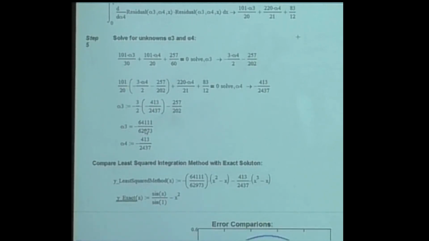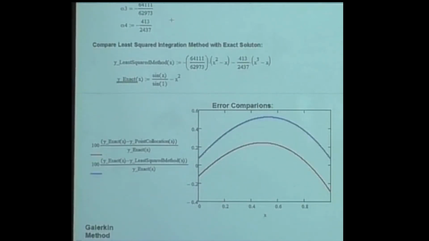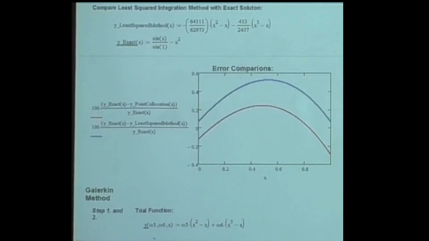So here you can see this one is 64,111 divided by 62,973. So it is different. So we didn't get the same answer. And so then we can compare. And so here I've plotted the 2. The red is the point collocation, and the blue is the least squares.